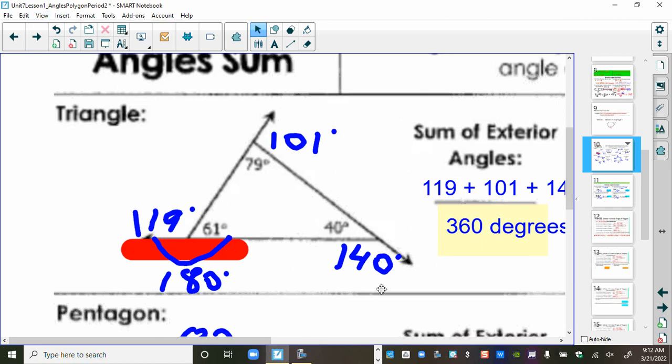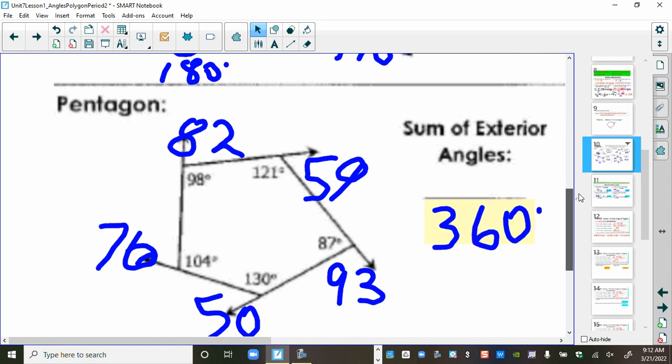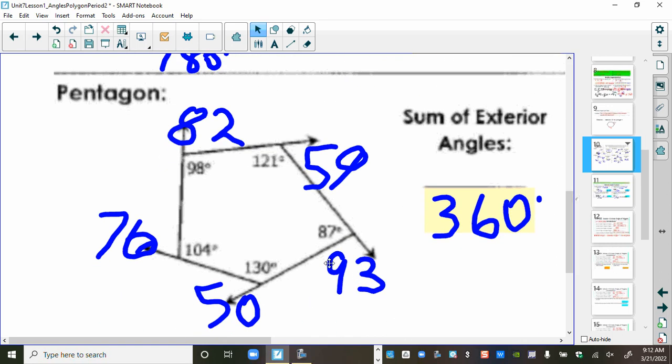There was our example. Interior, exterior. They added up to 180. Same thing here. Interior, exterior. Added up to 180. Do we agree to that? That happened everywhere. We talked about that.